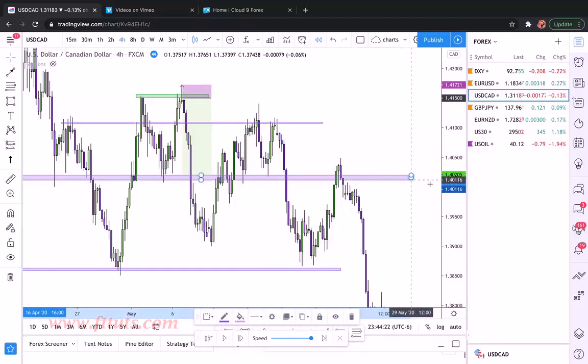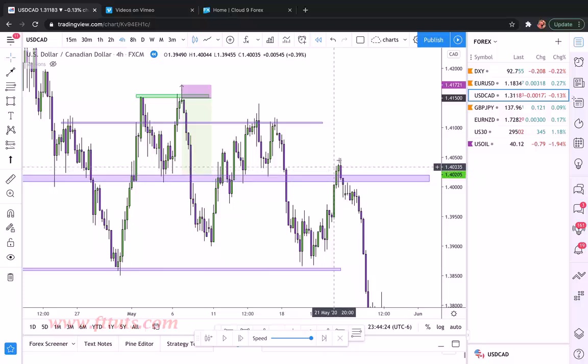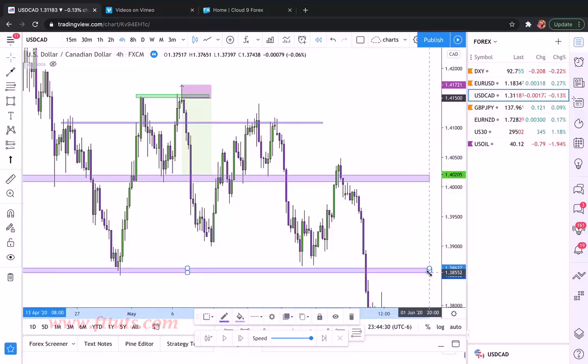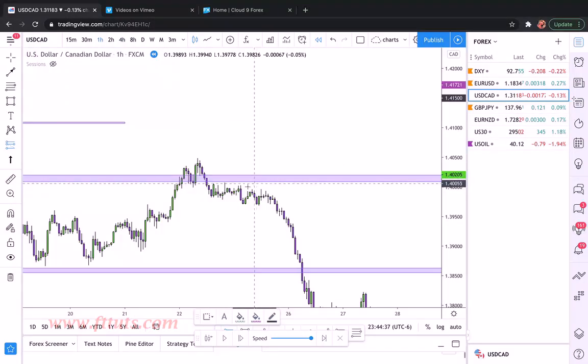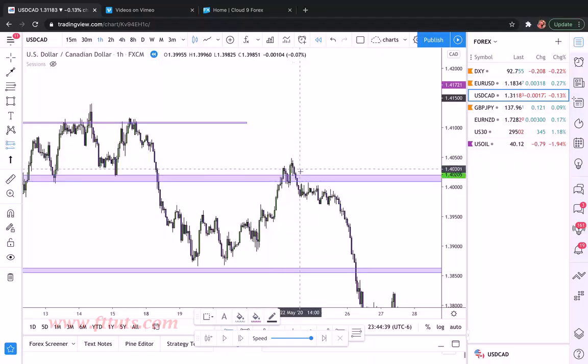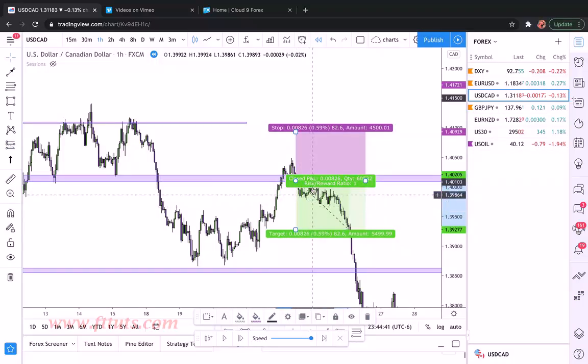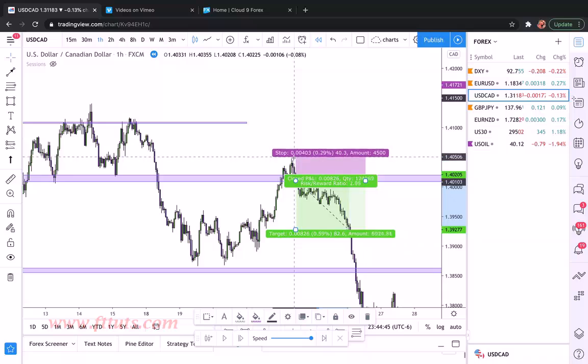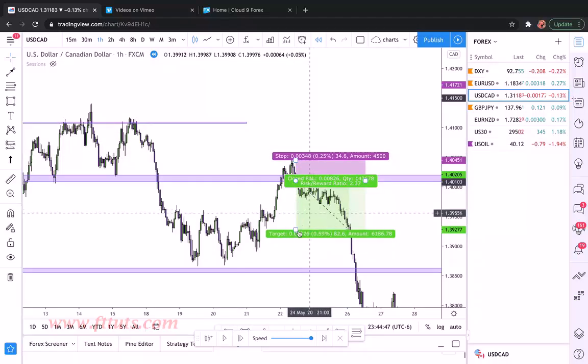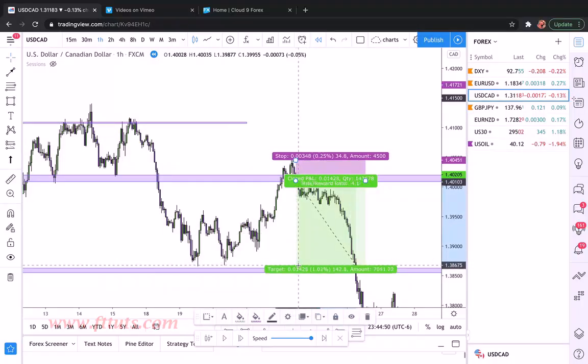Okay, so then it tested this structure, came out, faked out, closed below. Here's another entry for a short. Let's say we took an entry here. Again, the 1 hour shows you everything. So we had an M pattern test, and we could even take it in here if you missed that. Then a stop loss right above structure, and our target would be here, to this low.